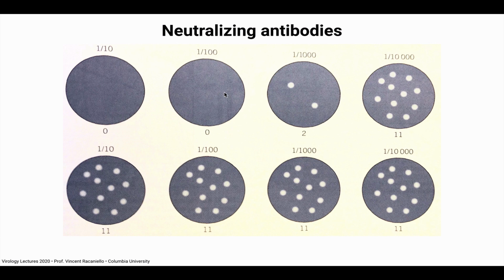So 1 to 10, no plaques. 1 to 100, no plaques. And finally, when you dilute it out, now you have a couple of plaques, and at 1 to 10,000, there's no more antibody left. So you can actually use this to measure an antibody titer.